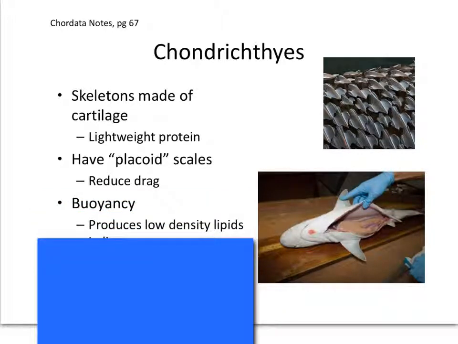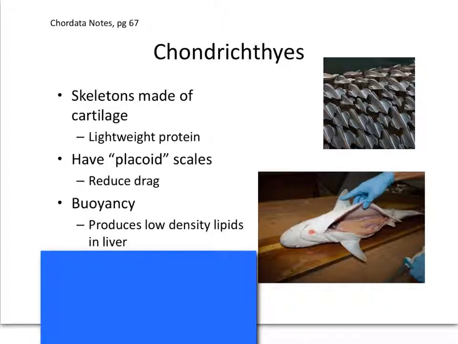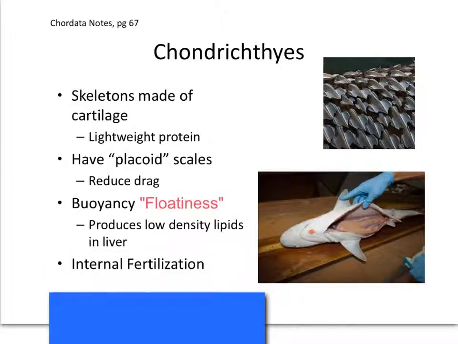These guys, Chondrichthyes, are also characterized by having a very, very large liver. And the reason they have a very large liver is because it produces a lot of oil, and oil is less dense than water, so this is what helps regulate their buoyancy, or in simpler terms, their floatiness, which of course is not really a real term. And then finally, most of the Chondrichthyes also have internal fertilization, so they do actually have their young inside the womb for some period of time.